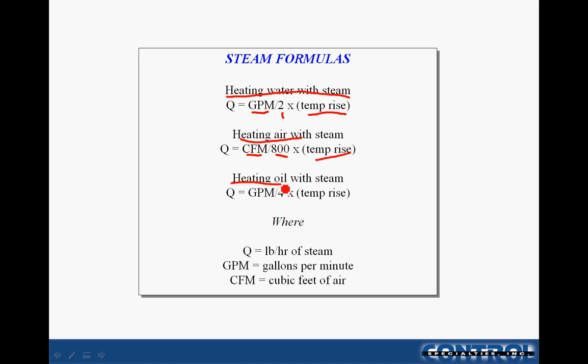And for heating oil, with a specific heat of about 0.4, you would divide by 4 the gallons per minute being flowed to be heated, and then multiply that by the temperature rise. If you do these calculations for some other source of energy other than steam, realize that this figure that you're going to get here is going to be expressed in units of 1,000 BTUs. So if you happen to get a calculation here of 100, if you want to convert that to BTUs, you would add 3 zeros, which would make it 100,000.